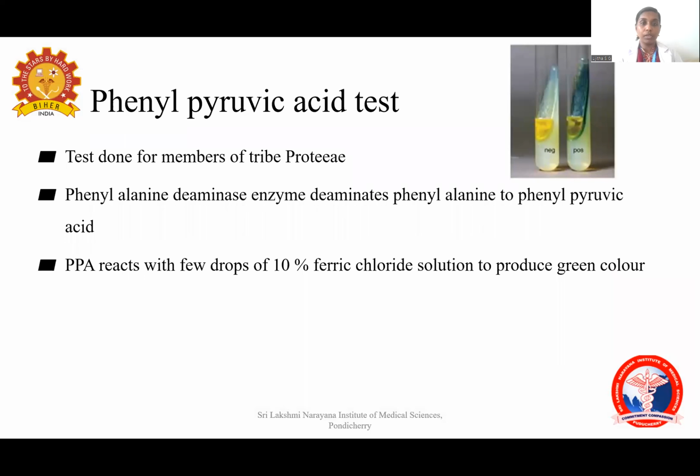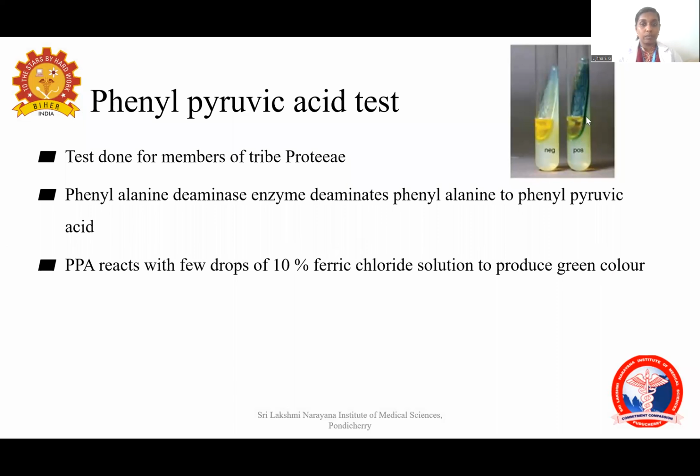Then the next one is the phenyl pyruvic acid test. This is the prototype test that we do for the members of the tribe Proteae. We are testing for the presence of the enzyme phenylalanine deaminase. If this enzyme is present, it will deaminate phenylalanine to phenyl pyruvic acid. And phenyl pyruvic acid, when it combines with 10% ferric chloride, will produce a green color.